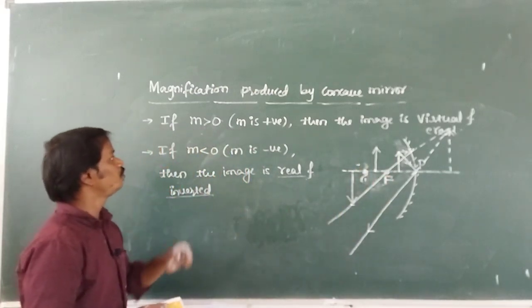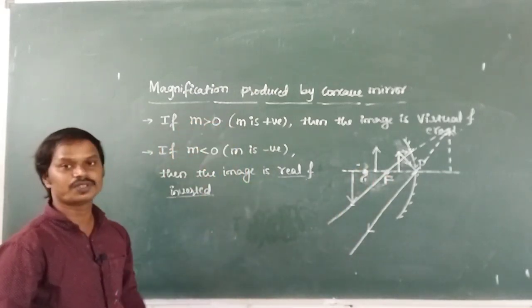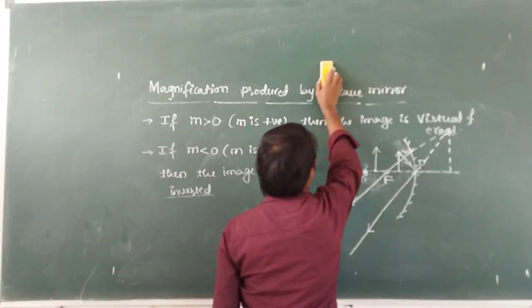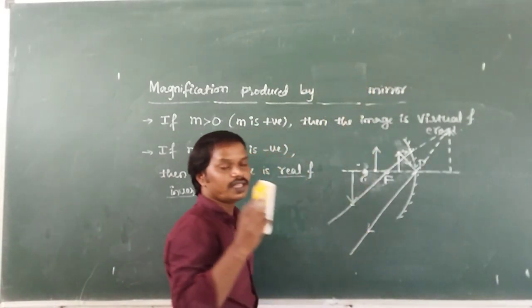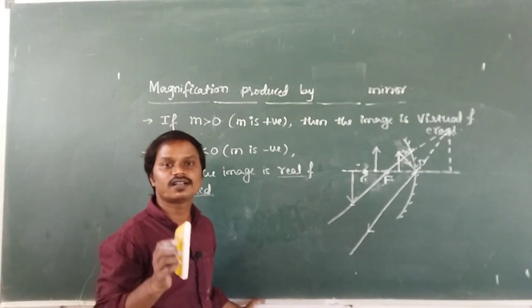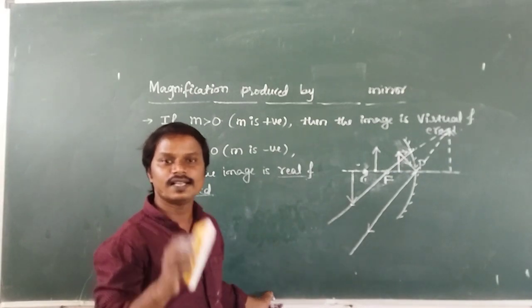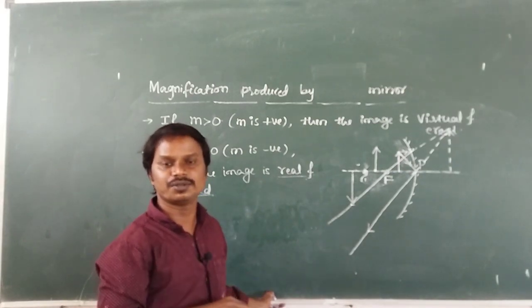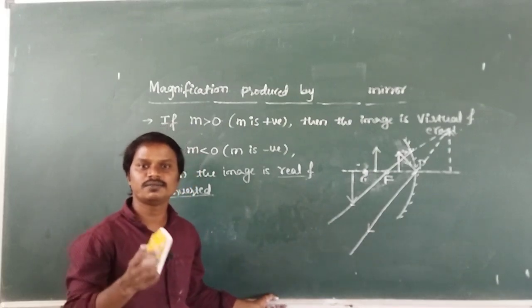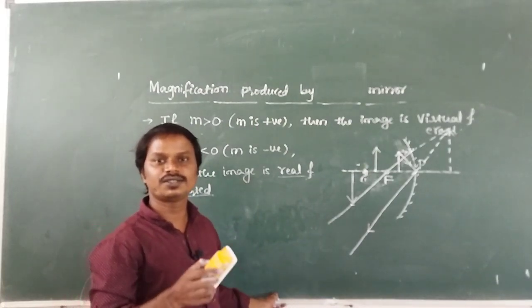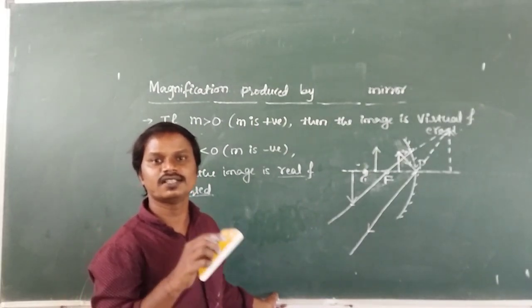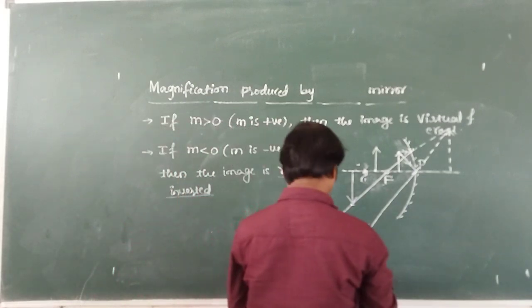Now let us move to the next point, magnification produced by convex mirror. One thing to remember here, always the magnification produced by a convex mirror is less than 1 and greater than 0. Less than 1 means the image is diminished, greater than 0 means the nature of the image is virtual and erect.